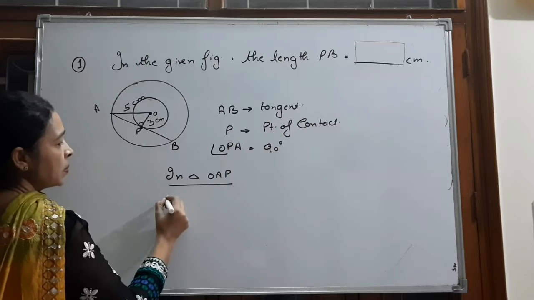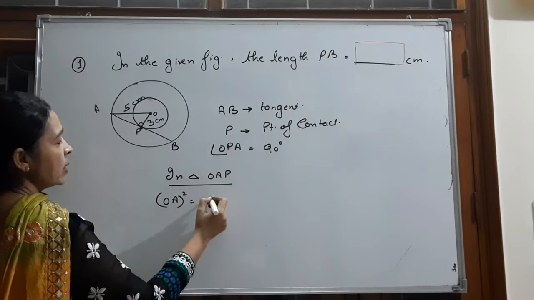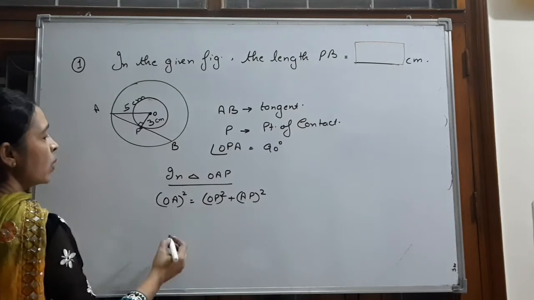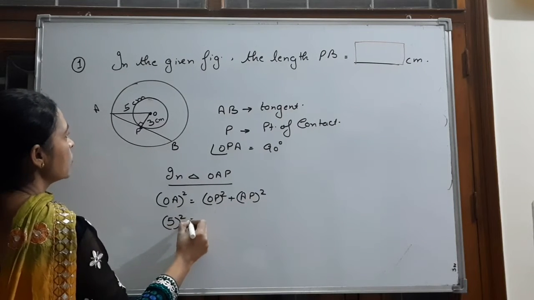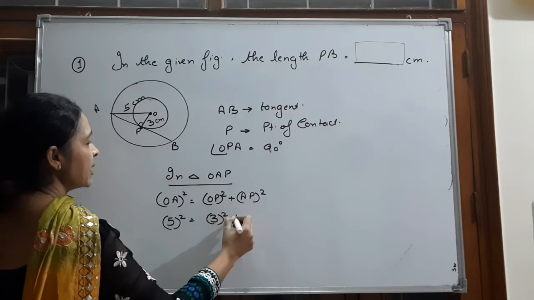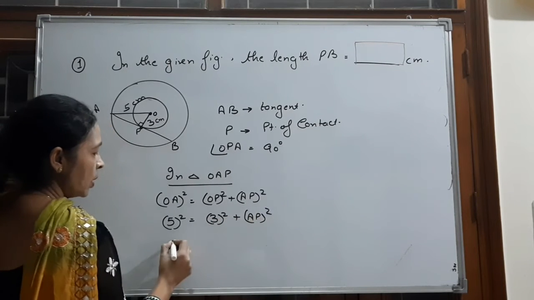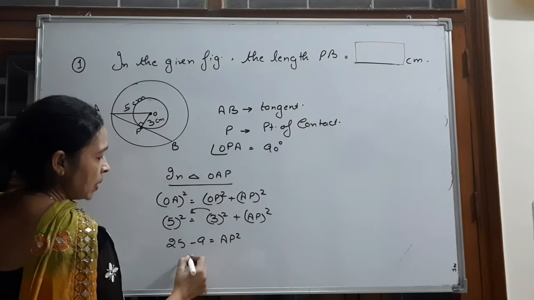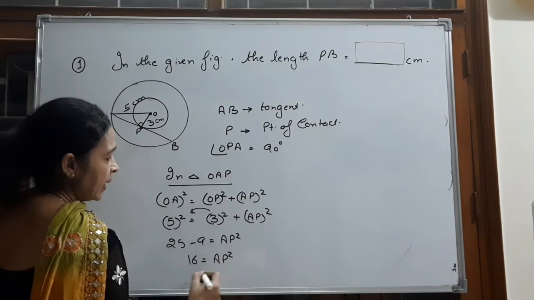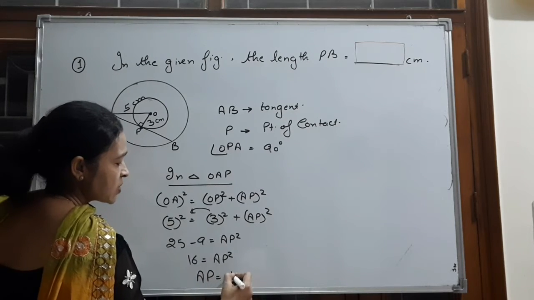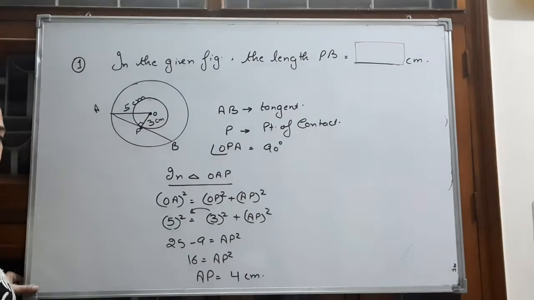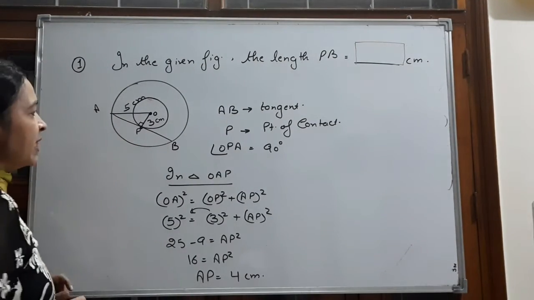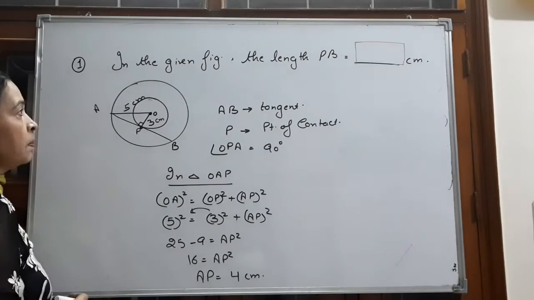What is Pythagoras theorem? Hypotenuse square, that is OA square, equals OP square plus AP square. OA is 5, so 5 square equals OP, which is 3, square plus AP square. 25 minus 9 equals AP square, so 16 equals AP square, and AP is root 16, plus or minus 4, but we will take only the positive value because length can't be negative. So AP is 4 centimeters, but we have to find PD.